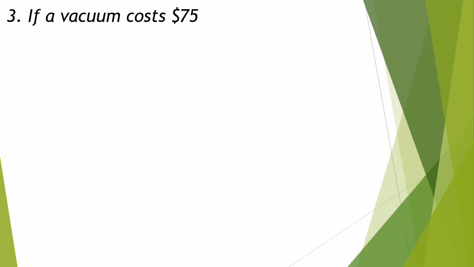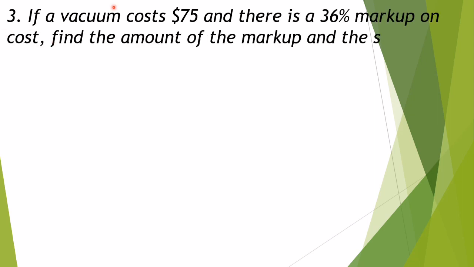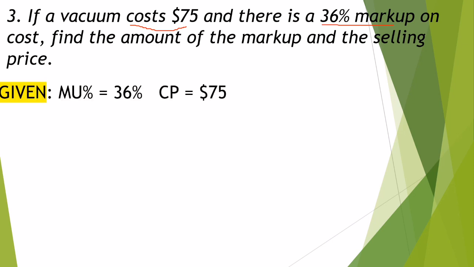Next example, number 3. If a vacuum costs $75 and there is a 36% markup on cost, find the amount of the markup and the selling price. First, we're going to find the given. So for our cost price, we have $75. And for our markup percentage, we have 36%. And for our unknown, find the amount of markup and selling price.